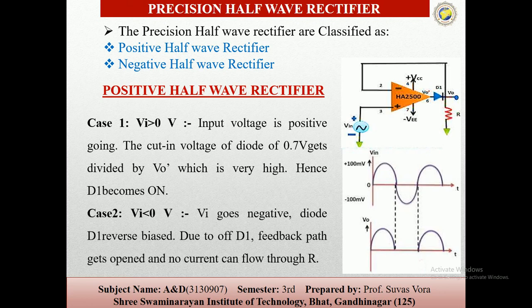Now the second condition is Vi is less than 0. At that time the diode is reverse biased. So Vi goes negative and the diode D1 is reverse biased, and due to the off state of D1 the feedback path gets open, and no current can flow through the resistance R. So we get no output for the negative half. So see these types of figures.